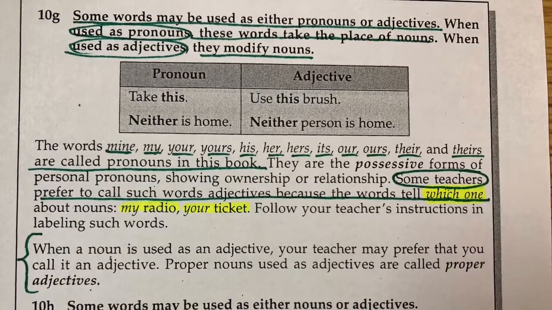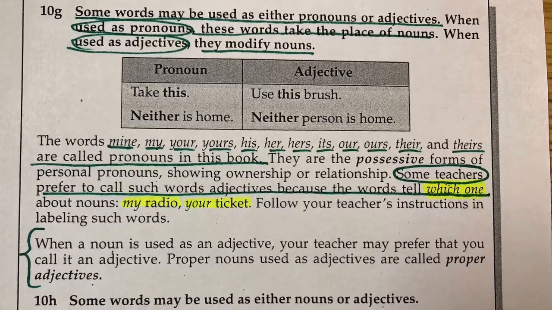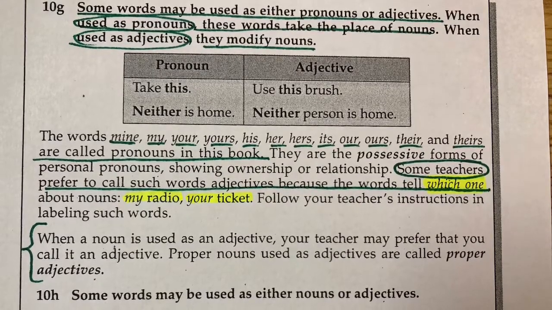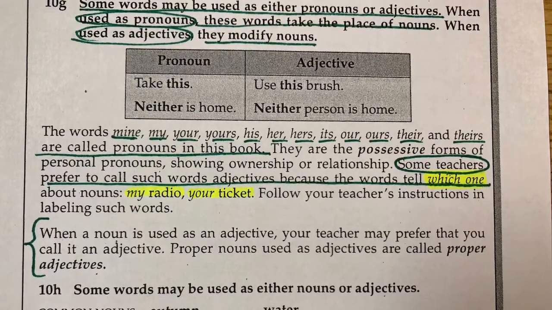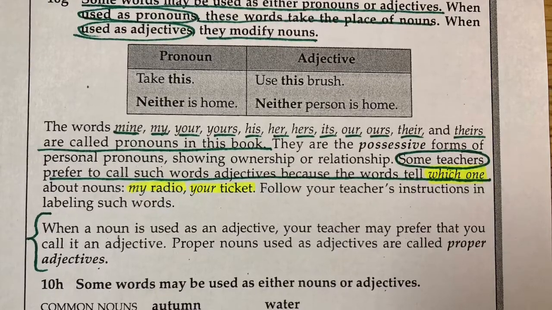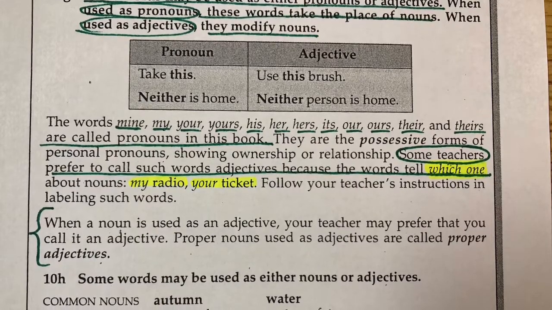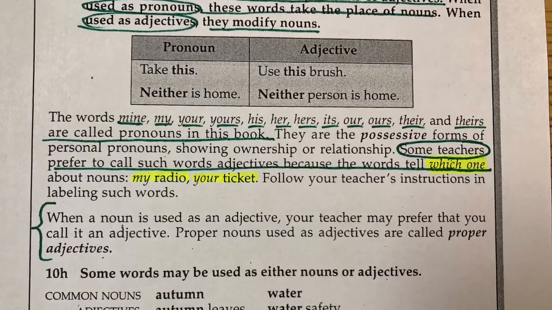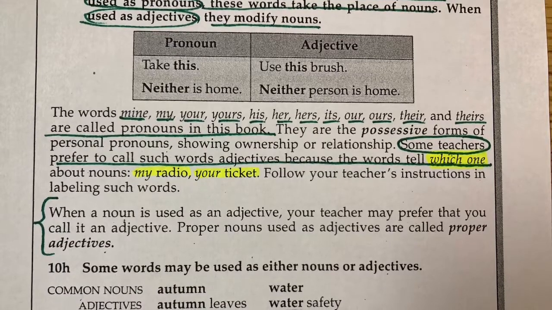Okay, now we're going to underline some important words. The words mine, my, your, yours, his, her, hers, its, our, ours, their, and theirs are called pronouns in this book. They are possessive pronouns, okay? But some teachers actually will call them adjectives because they're all answering which one. Like whose radio, my radio, whose ticket, your ticket, okay? So I'm going to call them adjectives sometimes when they're acting as adjectives. So let's just know that sometimes we're going to call a pronoun an adjective.